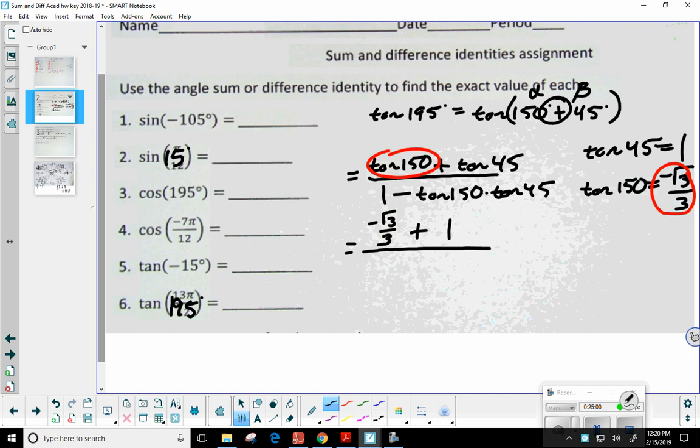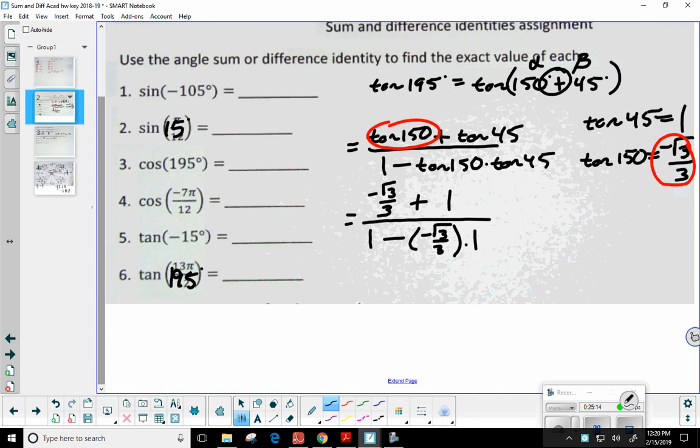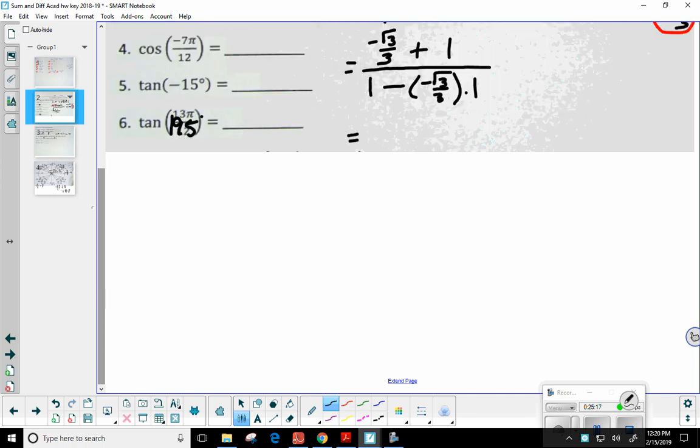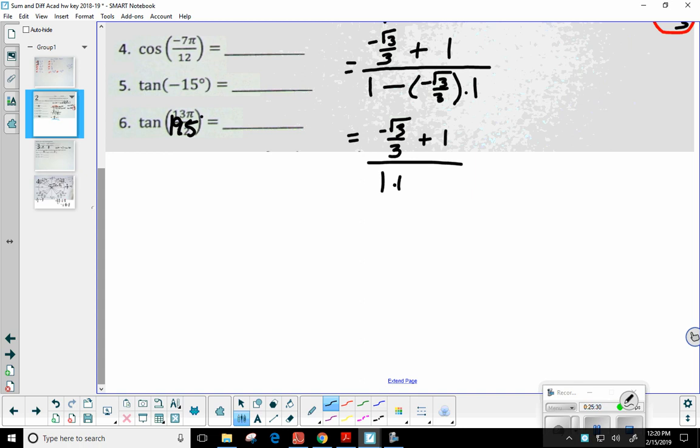1. Over 1 minus tangent of 150. So that's going to be a negative square root of 3 over 3 times what? 1, tangent of 45. So let's clean this up a little bit. Up top, I'm going to have the negative square root of 3 over 3 plus 1 over. What happens when you multiply anything by 1? Yeah, it stays the same, right? But what happens when you subtract a negative? Okay, so that would be 1 plus the square root of 3 over 3.